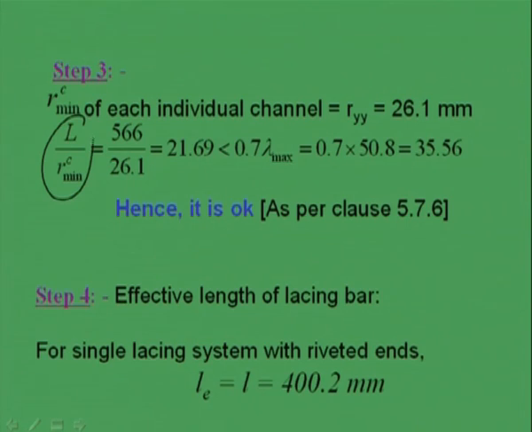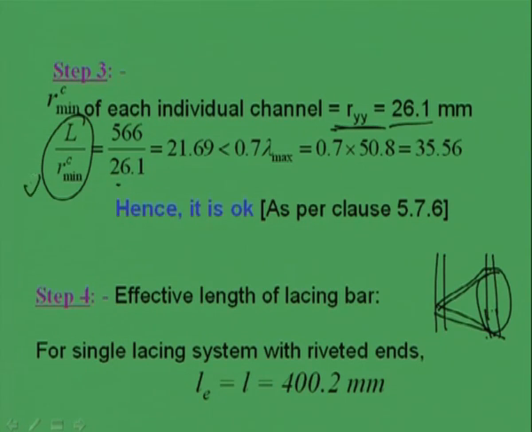Now we have to find out the thickness and width of the lacing, and before that we have to check as per the codal provision that this L by RC minimum should become this, right. Now we know RC minimum, which is for individual channel, this is RYY, it is 26.1, because we have to check whether this is strong enough, meaning local buckling should not occur. How to ensure that?